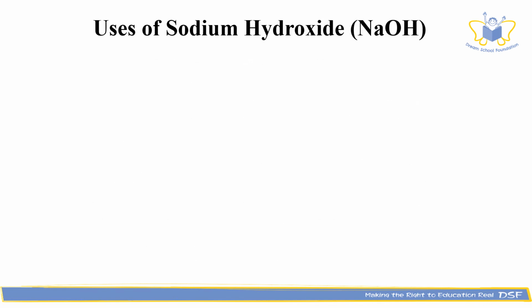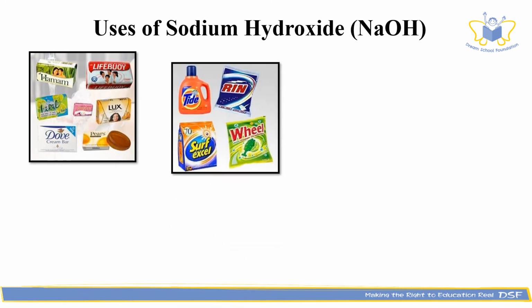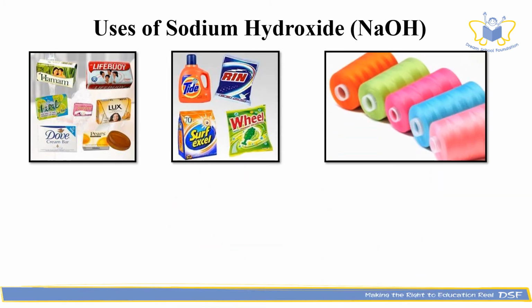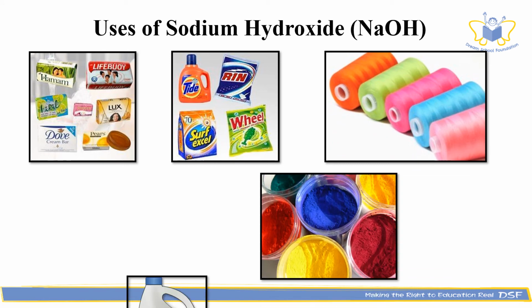Some of the uses of sodium hydroxide. It is used in the making of soaps and detergents. It is used for making artificial textile fiber called rayon. It is used in making dyes and bleaches.